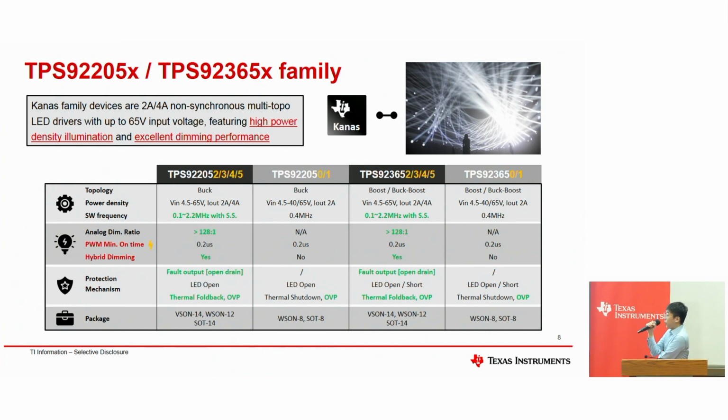Okay, this is the new device family just mentioned, the TPS92205 and the TPS92365X family. A very general introduction of this device family is that it's a 2 ampere or 4 ampere non-synchronous multi-topology LED driver supporting up to 65 volts of input voltage. The two major advantages of these new devices are, first, that they can support very high power density of illumination, like the picture of the stage lighting I put next to it, and second, the excellent dimming performance that we want to achieve and to give benefit on these new devices.